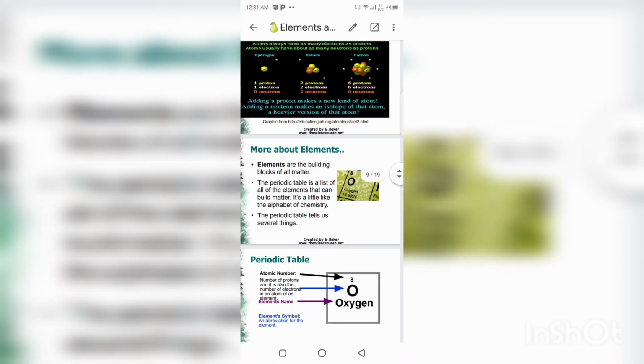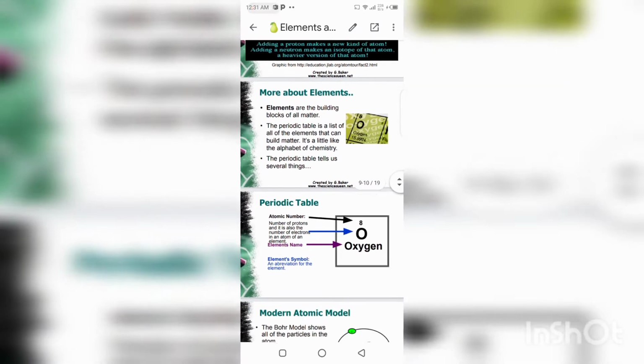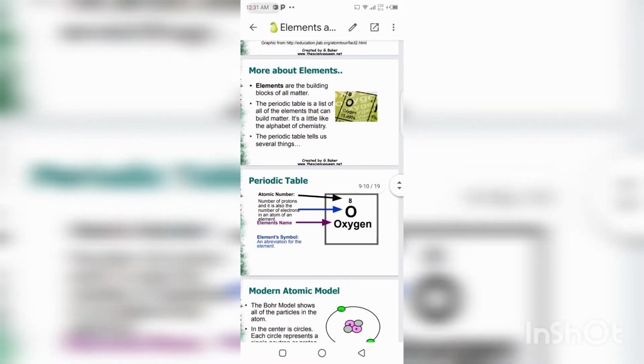More about elements. Elements are the building blocks of all matter. The periodic table is a list of all of the elements that can build matter. It's like the alphabet of chemistry. The periodic table tells us several things. The periodic table. Atomic number.